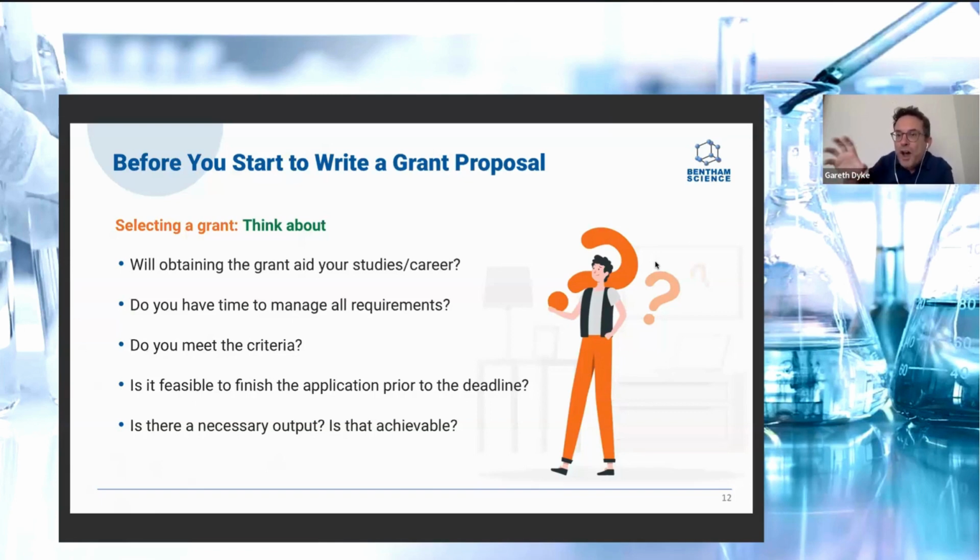Lots of proposals are targeted at particular career stages. Are you at that career stage? Do you meet the criteria? Is it feasible to finish the application prior to the deadline? Time is very important, as we talked about before. And if the grant has a necessary output, like a published paper, for example, or a patent, or a piece of machinery that you need to create, that you need to bring as an output to your proposal, is that really achievable? So these are things that are very important to think about before you start to invest the time in putting the proposal together.